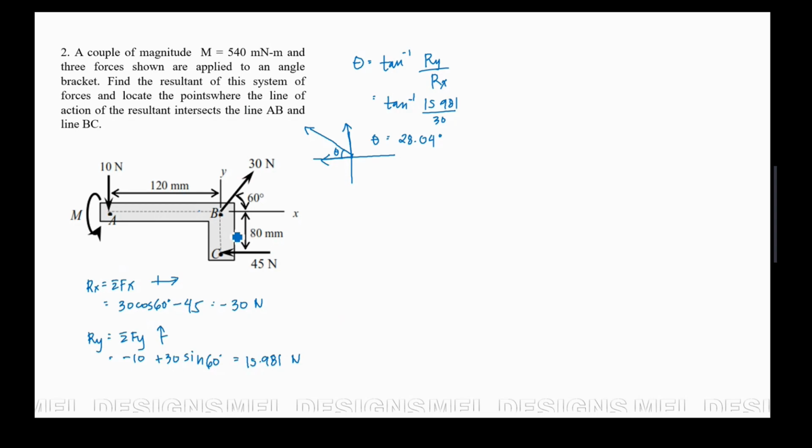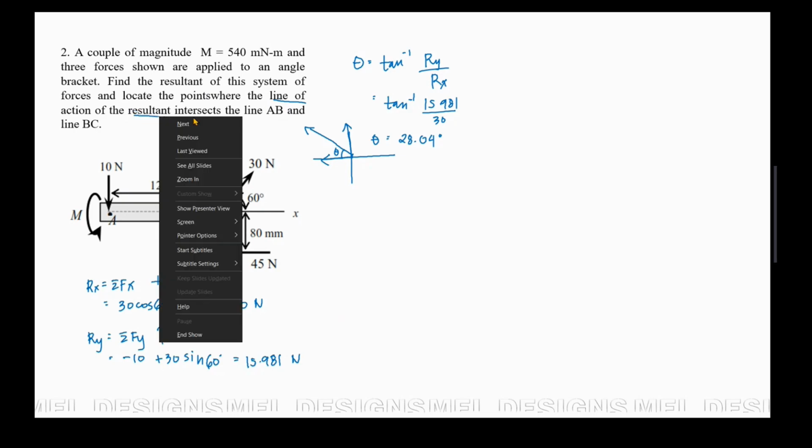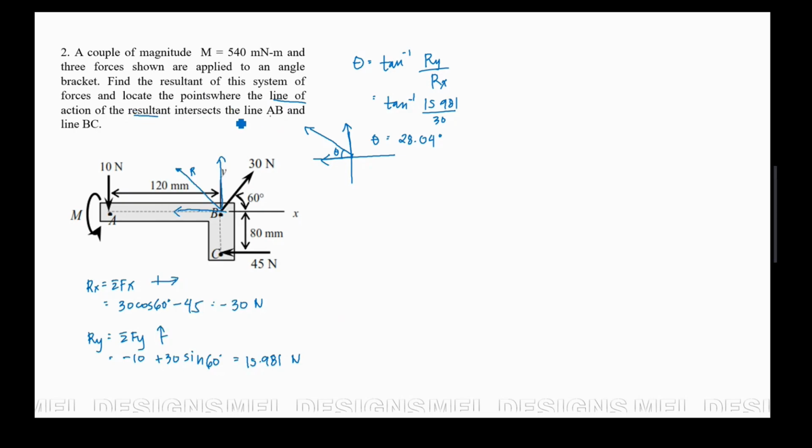Okay, so let's try to locate our Rx and Ry. So, for example, this is our origin, since here is the X and here is the Y. So here will be our Rx, and then here will be our Ry. So the resultant will be located somewhere here. That will be our resultant. But the problem says, the resultant of this system of forces and locate the points where the line of action of the resultant intersects the line AB and BC. Okay? The line of action of the resultant must intersect the line AB and BC.